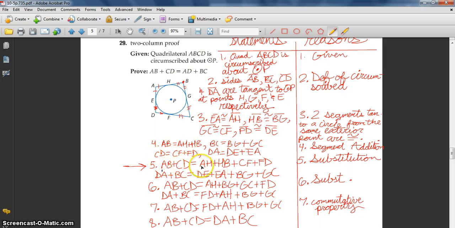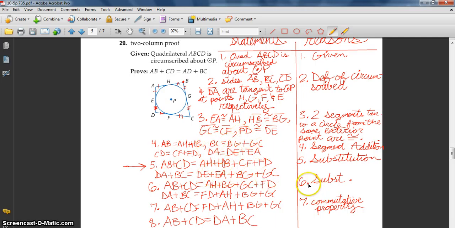AB plus CD is equal to AH plus HB. So I'm just taking what AB is equal to, plus, and I'm taking what CD is equal to. So I'm substituting AH plus HB in place of AB and CF plus FD in place of CD. Likewise with DA plus BC. So I'm adding those two sides together.